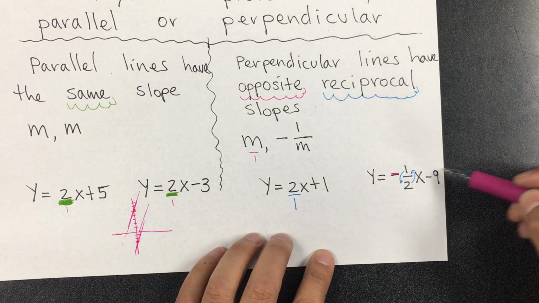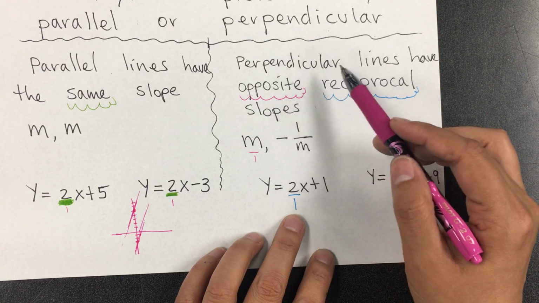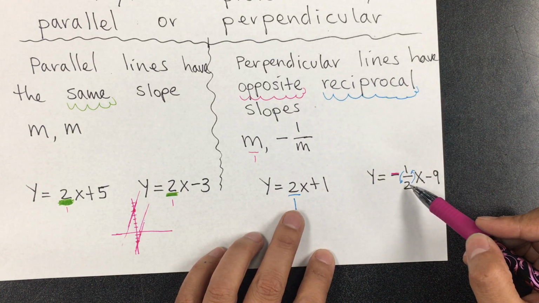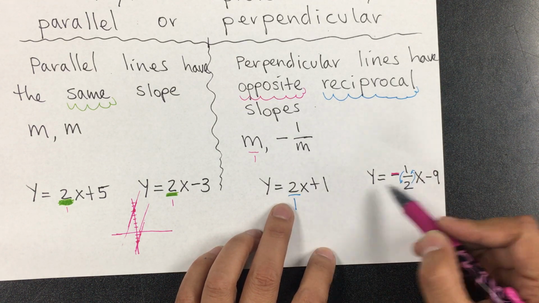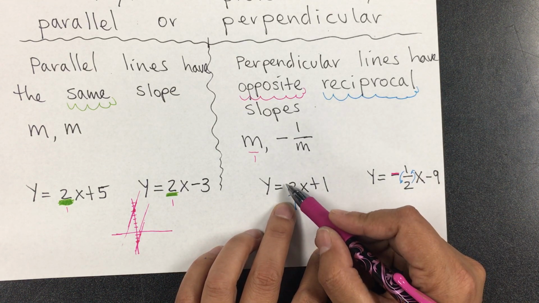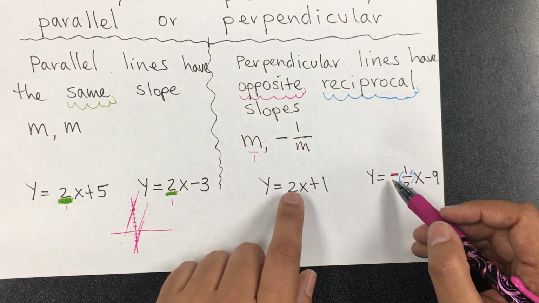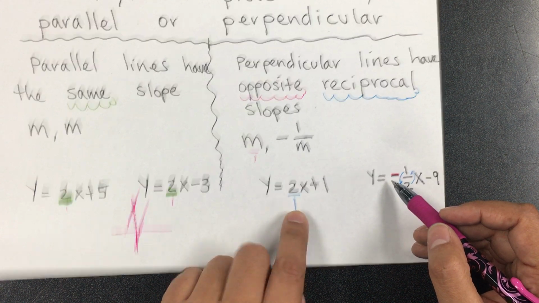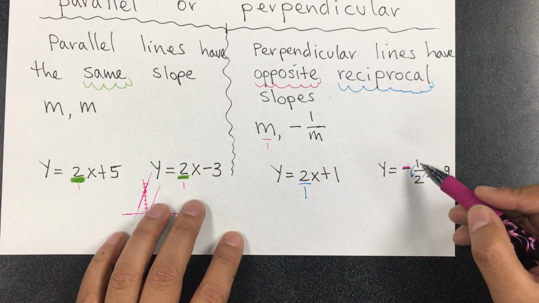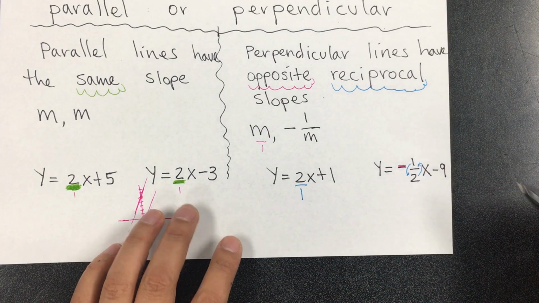So again, this doesn't matter for whether they're perpendicular or parallel. It's just the slope that we are looking at. And so how do we know that these are reciprocal? Well, to begin with, this is positive, this is negative. That is opposite. This is 2, but since we put it as a fraction, it's 2 over 1. If we switch them, then it's going to be 1 over 2. So -1 over 2, that's the slope.